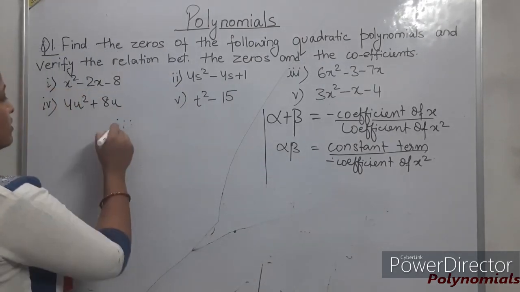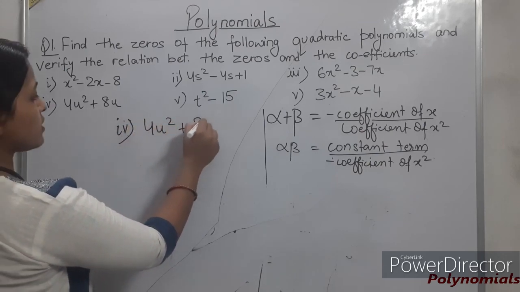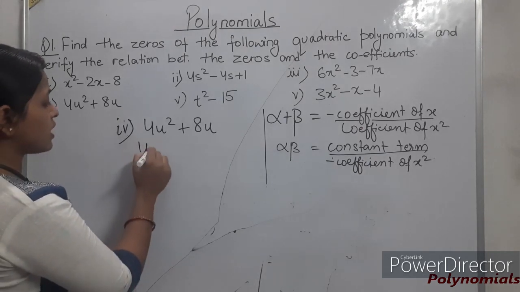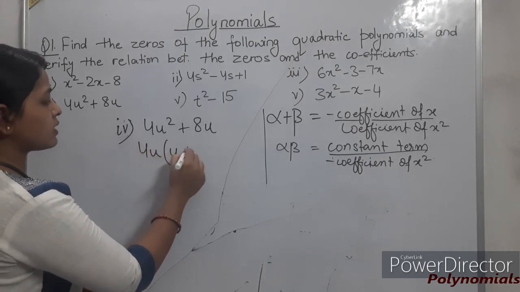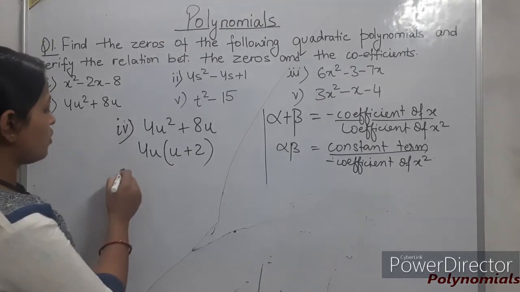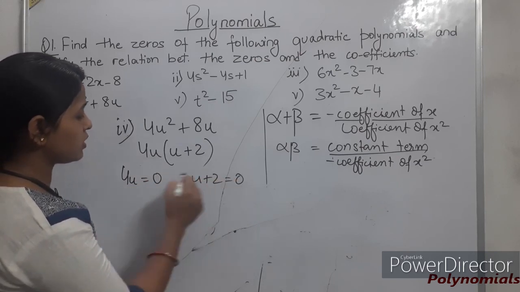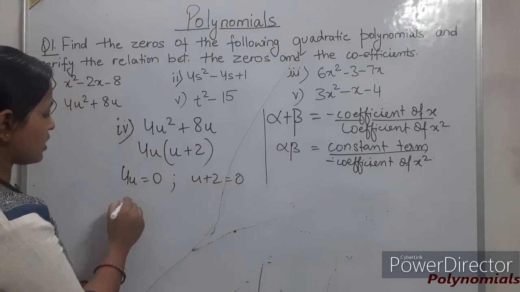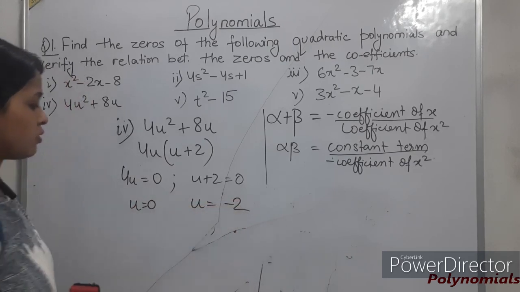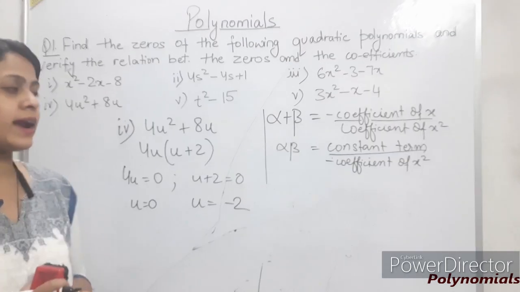Question number 4 is 4u square plus 8u. Very simple question. Just take 4u as the common and we write it like 4u and in bracket u plus 2. Now 4u is equal to 0 and u plus 2 is equal to 0. These are the two solutions. So here first u is equal to 0 and second u is equal to minus 2. So 0 and minus 2 are our required alpha and beta.